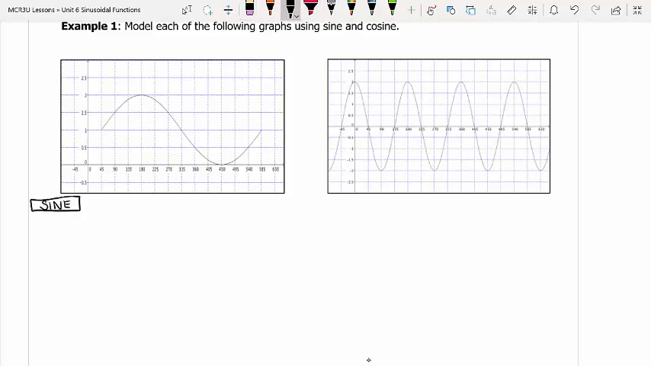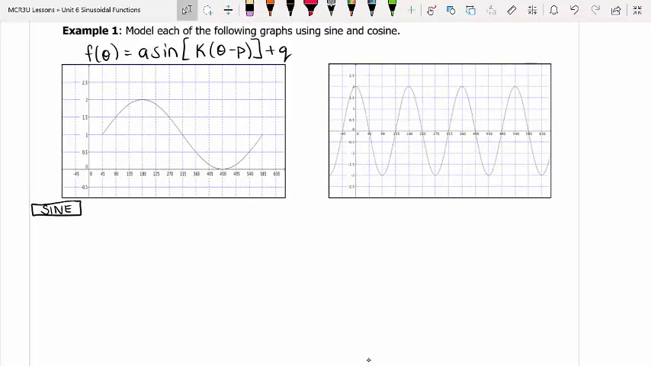When coming up with the equation, our base equation is this. So to come up with the equation, we need to figure out our A value, our K value, our P value, and our Q value. To do that, we're going to start by finding our key points. First we're going to find the equation of the axis, because we know from above that the equation of the axis is the same as our Q value.